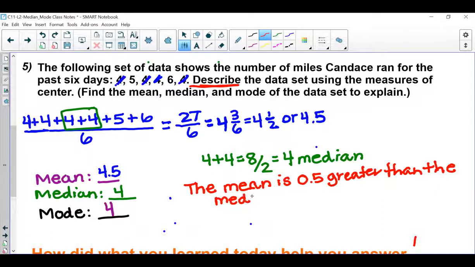Now let's compare the median, or the measure of center, to the mode. There's no difference, right? They're the same. So the mode and median are the same.